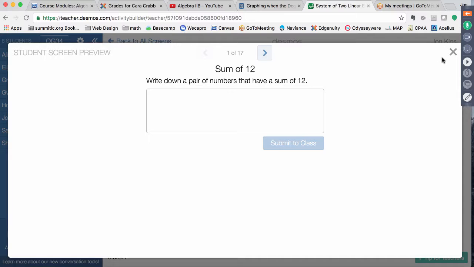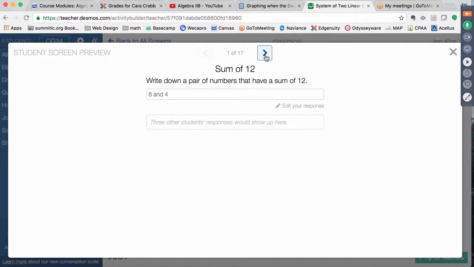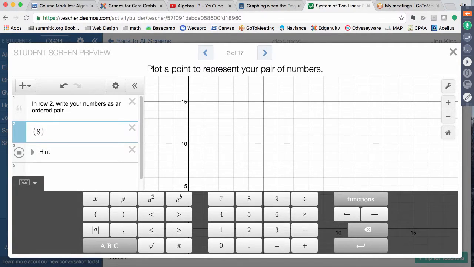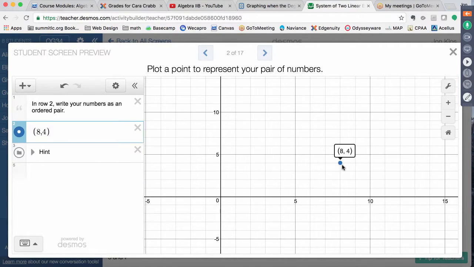Here we are on the first screen, and we're asked to find a sum of 12. Write down a pair of numbers that have a sum of 12. Well, that's easy. I'm going to write down 8 and 4. All right, 8 and 4 add up to 12. So now I need to plot a point to represent my pair of numbers. I got a hint here if I need to, but my numbers are 8 and 4, so I'm going to type 8, comma 4, and now we see that point on my graph. 8 plus 4 is 12.